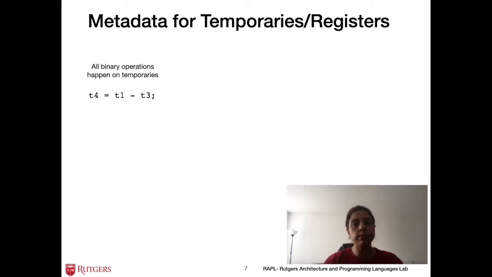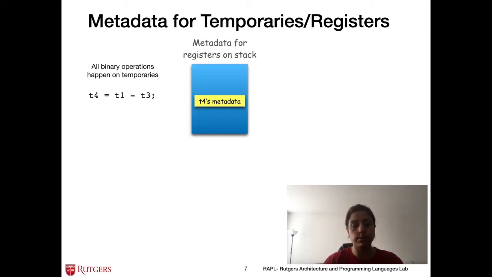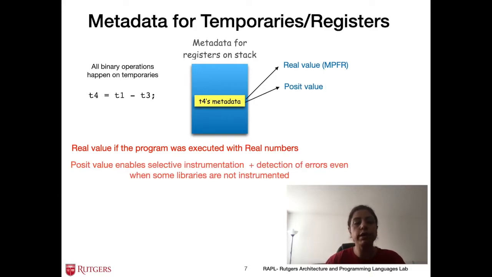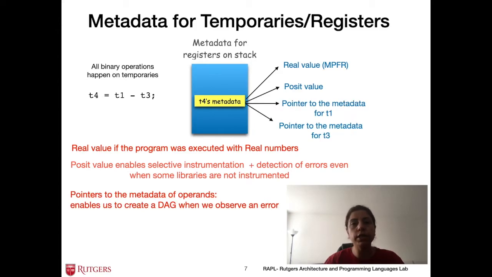So what should we store in metadata for variables in registers? To perform shadow execution, we want to store the real value, which is used to compute the error by comparing real and posit value. There can be scenarios when the shadow value is not available, or we have a stale shadow value. We store the posit value to reset the shadow value in such cases. To enable the user to diagnose the root cause of the numerical error, we store pointers to the metadata of both operands. Using these pointers, we can generate the DAG of instructions to do the root cause analysis.